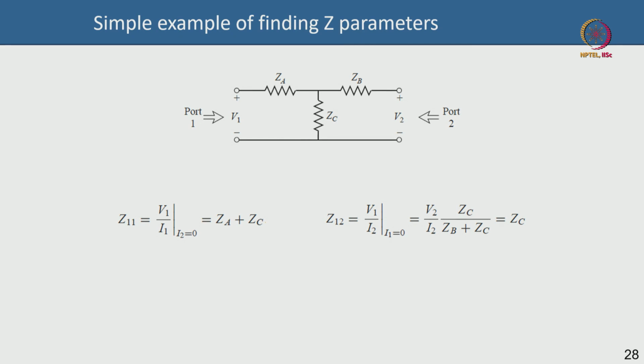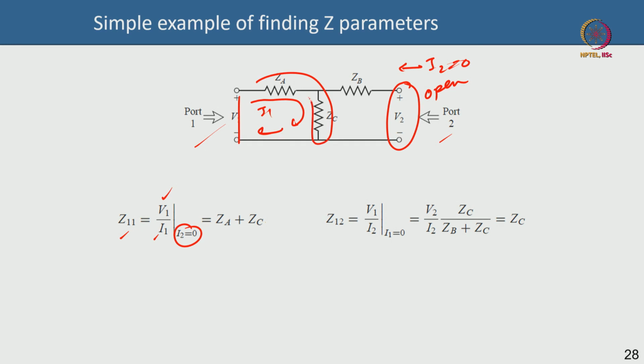So, now I am showing you a simple example of a Z parameter. Suppose I have this network, it is not a transistor, it is just a resistive network. This is port 1, this is port 2. How will you find Z11? As I told you, Z11 is nothing but the input voltage by input current when the output is open, I2 equal to 0. If I2 equal to 0, that means this is open, no current is flowing here. Then all the current that you are sending in is flowing here only. So, V1 by the current that is flowing I1 is nothing but these two resistances. So, Z11 is ZA plus ZC.